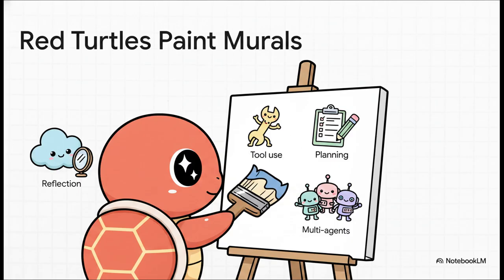Honestly, whenever you're architecting a new system and you feel stuck, just come back to this simple phrase. Are you using reflection? Do you have the right tools? Is there a planning stage? Do you need multiple agents? Let's break these down a bit more.